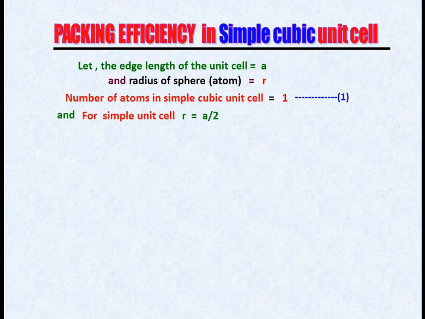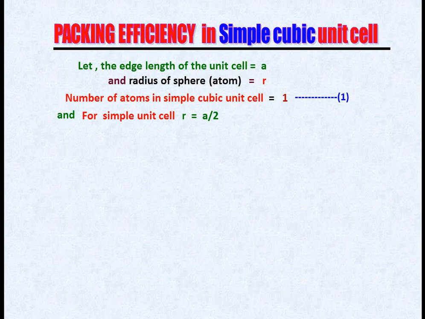Why is there a need to take R? Because in the formula of packing efficiency we have seen that we have to take the volume of the atom, which is a sphere, and the volume of the atom is written as 4 by 3 pi r cube. So there R is used. But when we take the volume of the unit cell, that is A cube, that comes in terms of A. So to solve this formula and find the correct answer, we have to convert A into R or R into A. That's why we know the relationship between R and A for simple unit cell.